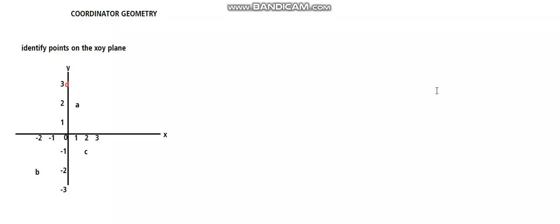We'll be looking at coordinate geometry. Now, what comes in your mind when you hear coordinate geometry? Of course, what should come in your mind is the x-y plane, also known as the Cartesian plane. So, this is the x-y plane, or Cartesian plane, where numbers or points are put. And the first thing that we'll be looking at is identification of points on the x-y plane.